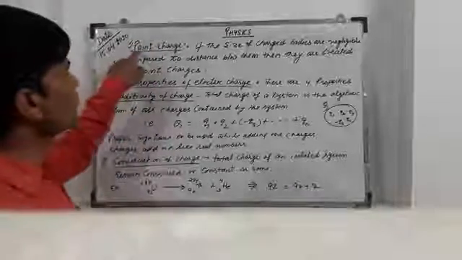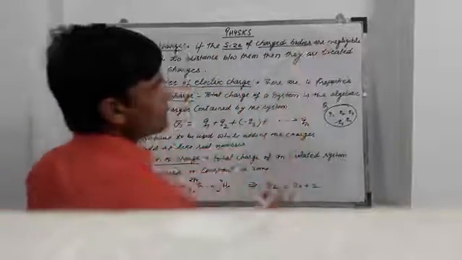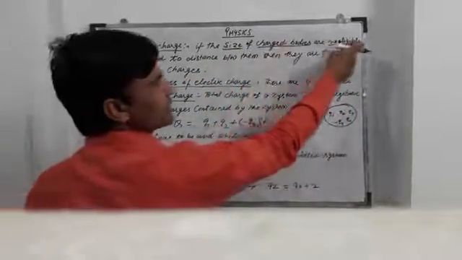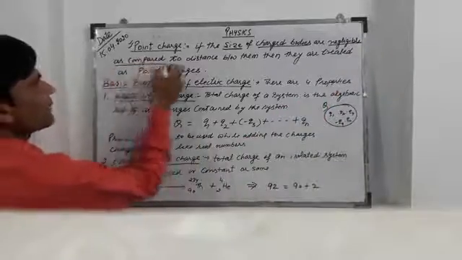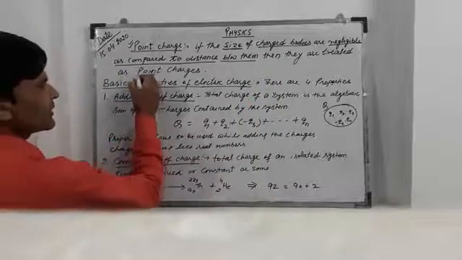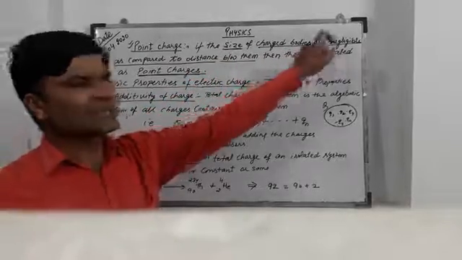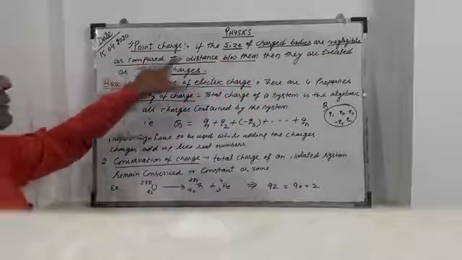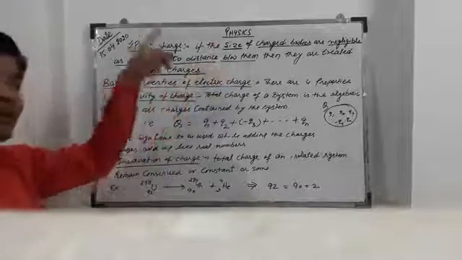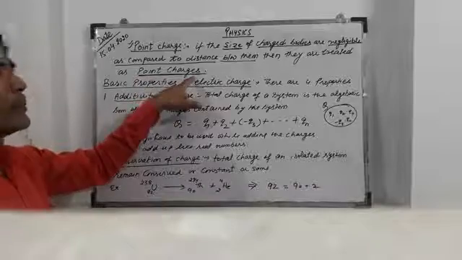Okay? What is a point charge? If the size of charged bodies is negligible as compared to the distance between them, then they are treated as point charges. Okay? Size of charged bodies is negligible as compared to the distance between them, meaning they are at a large distance, then the charges are treated as point charges.